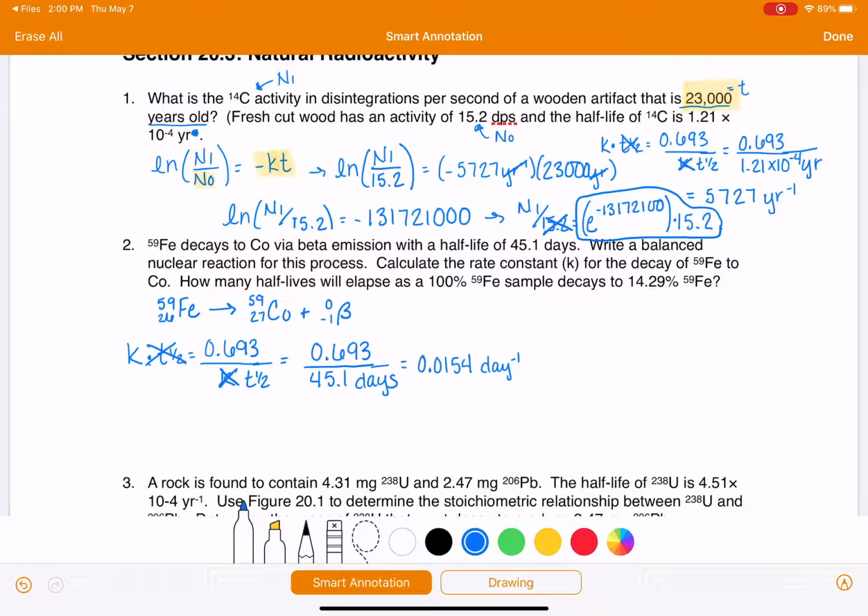Moving on, how many half-lives will elapse as a 100% sample decays to 14.29%? Whew, that sounds tricky. Let's see if we can use this equation right here.